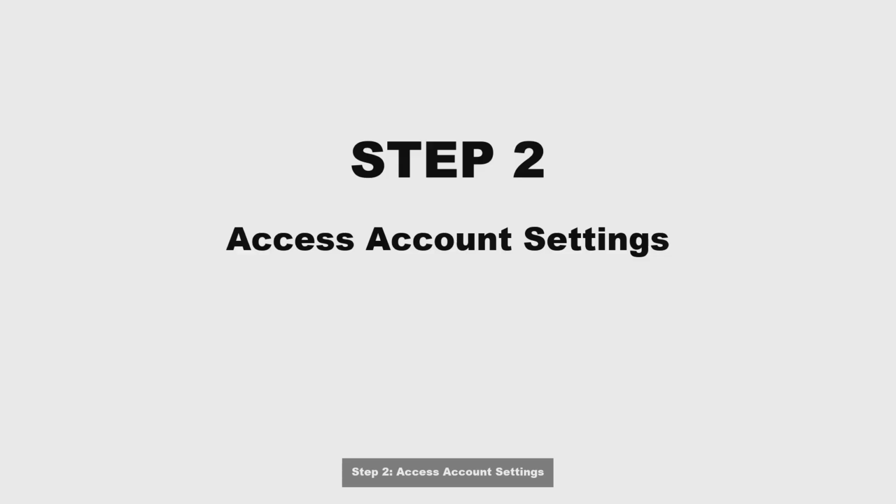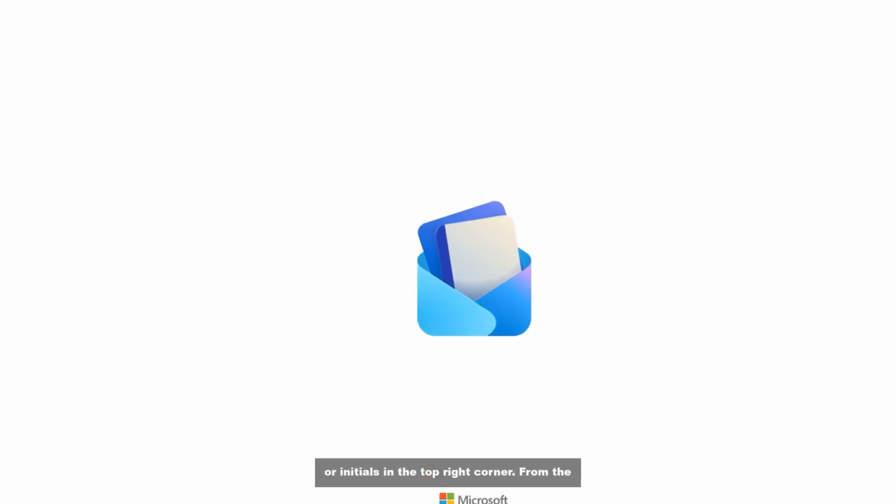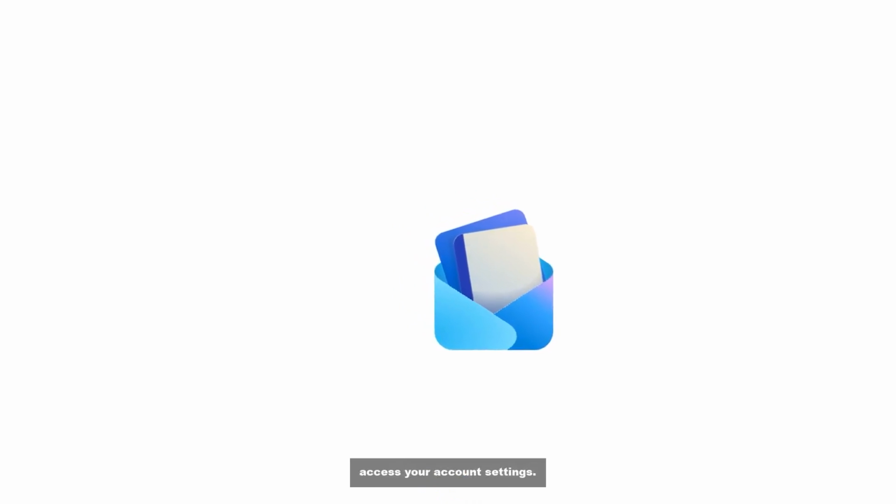Step 2. Access account settings. Once logged in, click on your profile picture or initials in the top right corner. From the drop-down menu, select View Account to access your account settings.